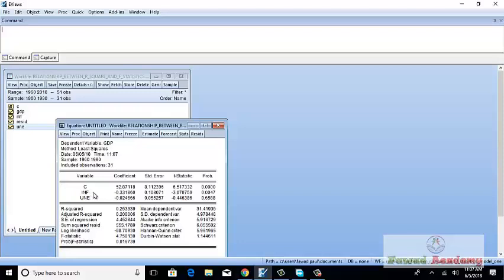Let's check whether our independent variables are significant or not. The probability of inflation is 0.47%, which is less than 5%, meaning that this is significant. Another variable is unemployment. The probability of the unemployment is 65.8%, which is more than the 5%. So unemployment rate is not a significant variable to explain our GDP.